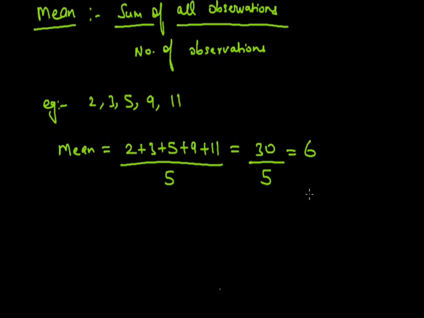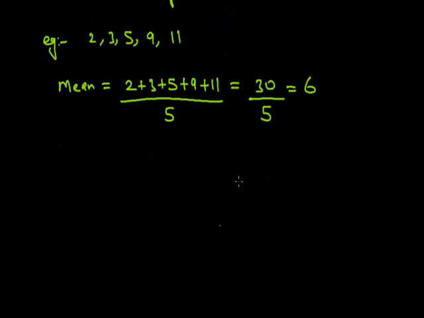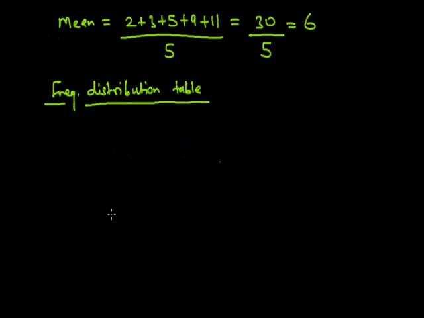But there are some cases in which you will get a frequency distribution table. If you get direct data, this is the method of finding the mean. But if a frequency distribution table is given, two types can be made. One is the discrete frequency distribution table, and the other is the continuous or grouped frequency distribution table. We have already discussed both tables in 9th class. Now we'll see how to find the mean when a discrete frequency distribution table is given.